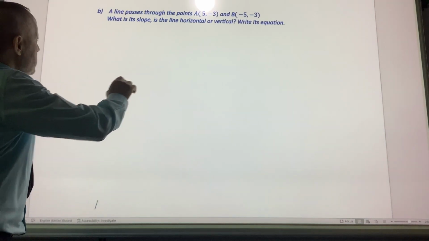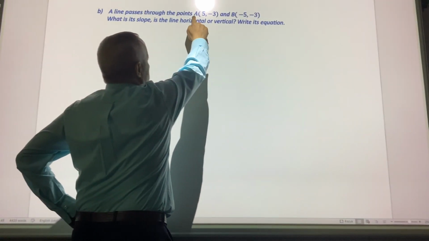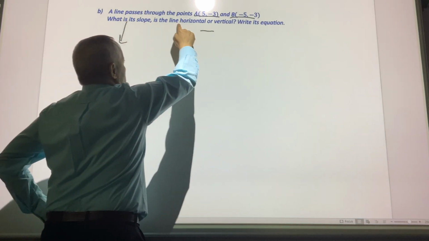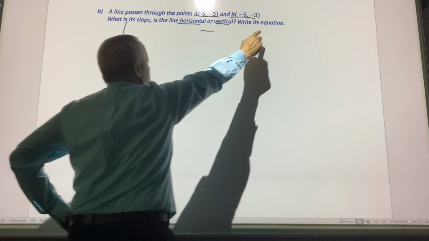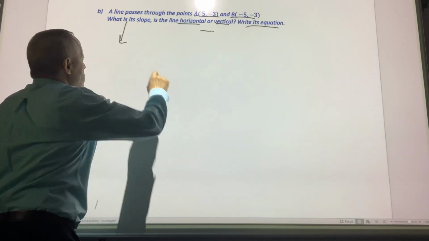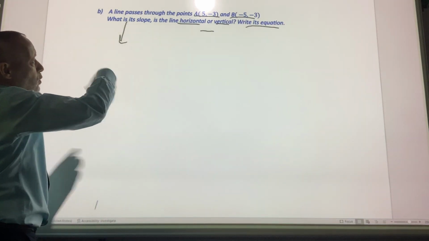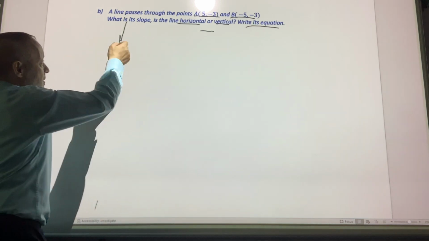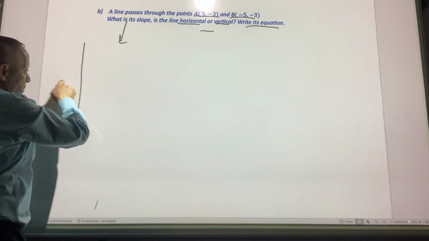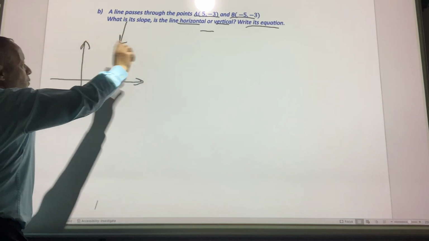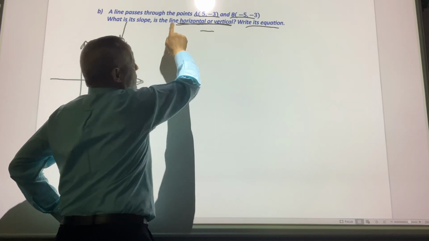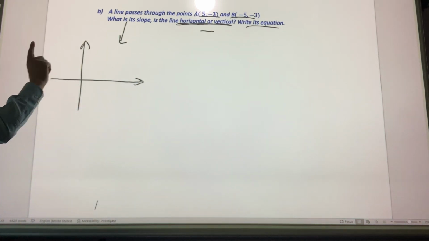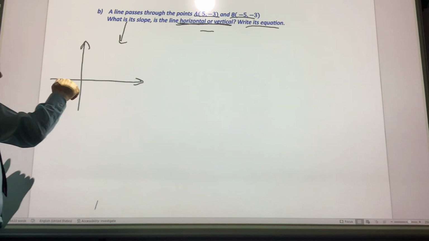Now, in this question, the line passes through these 2 points A and B, and they are asking for the slope. They're asking if it is horizontal or vertical, and the equation. You can approach this by graphing or by calculating the slope. Let's start using the graphing method. Usually when they ask you about horizontal or vertical, graphing is the better approach.